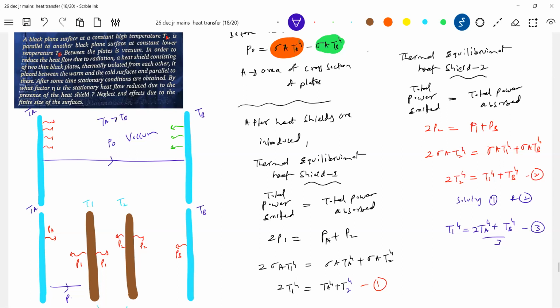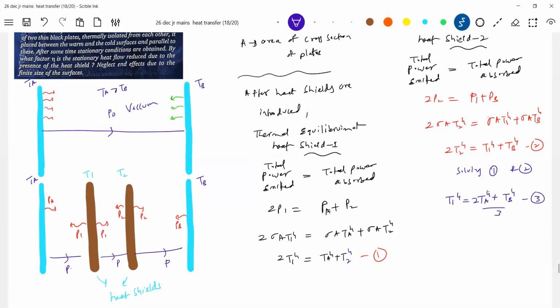Now I know T1 and I know TA. So what is the resultant power flowing between sheet A and the shield? Please do think like this, because as a student you feel different powers are flowing. The same uniform power will flow. You can write P as PA minus P1. Do we know PA? Yes. Do we know P1? This is the next part of the problem. PA will be sigma A TA to the power of 4, and P1 is sigma A T1 to the power of 4. Solving this, we'll get an expression for P.